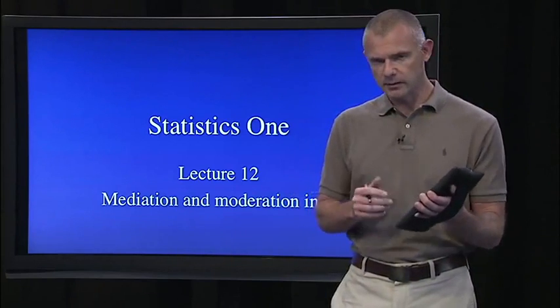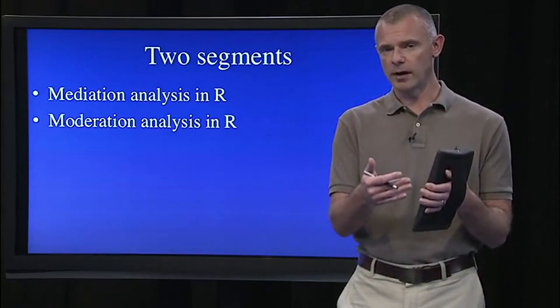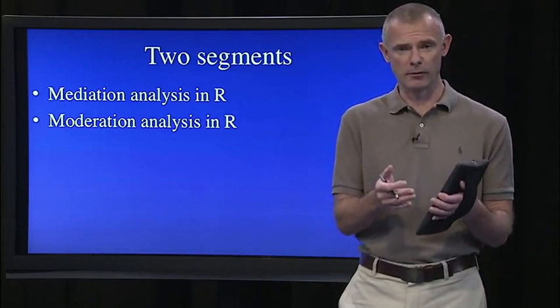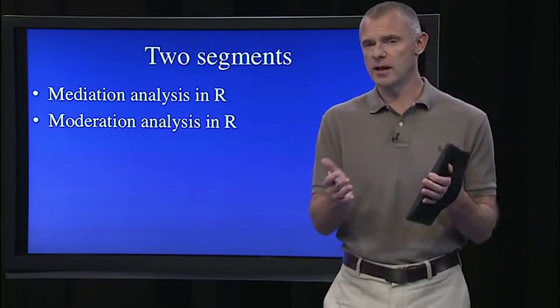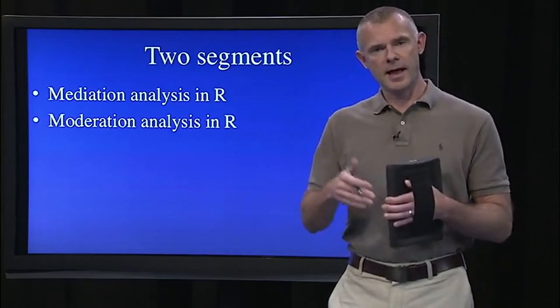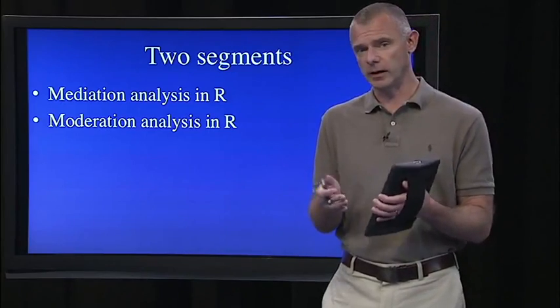So as you might expect, this lecture is organized into just two segments. In the first segment, we'll write a script to do the mediation analysis. In the second segment, we'll write a script to do the moderation analysis. And I'll use the same example data that I've been using all week, predicting happiness from extroversion, diversity of life experience, and socioeconomic status.